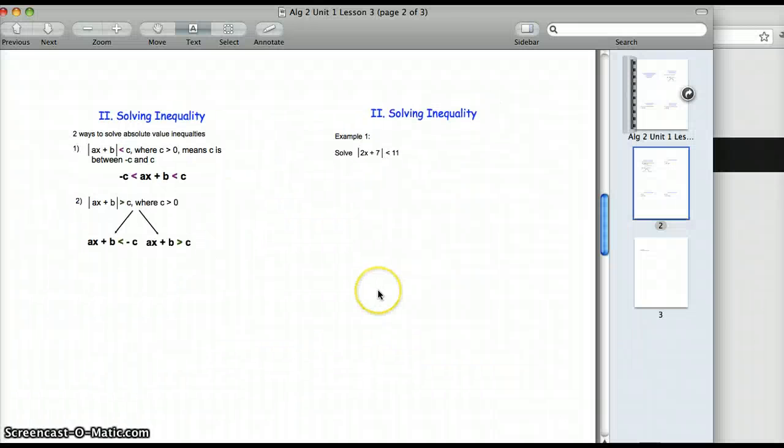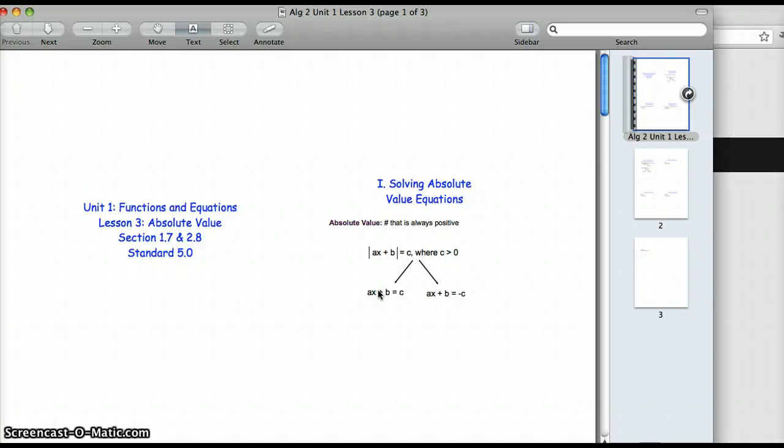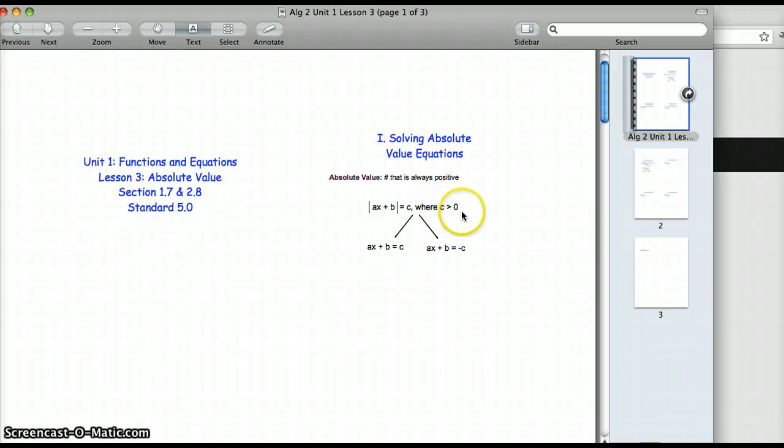So we're going to talk a little bit today about Unit 1, Lesson 3, which is absolute value of functions and equations. So the first thing we're going to talk about is solving absolute value equations. This is just how do you solve an absolute value that's in an equation. So our equation is the absolute value of ax plus b equals c, where c is less than 0. If we break it apart, what they're saying is ax plus b equals c, and also ax plus b is a negative c, because when we have this absolute value, what we're saying is that it can either be a negative or a positive.